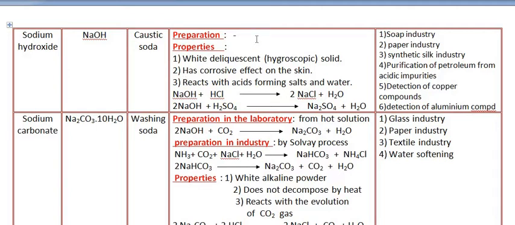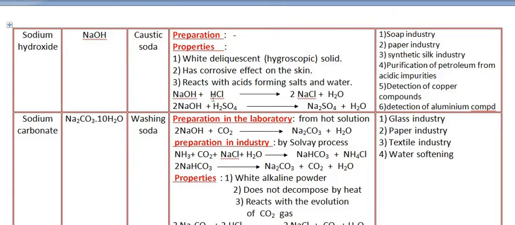An important compound of sodium is sodium hydroxide, NaOH, the common name of which is caustic soda. How to prepare sodium hydroxide? Sodium hydroxide is prepared from a solution of sodium chloride by electrolysis. The property of sodium hydroxide is that it is a base. It reacts with acids to form salts and water.